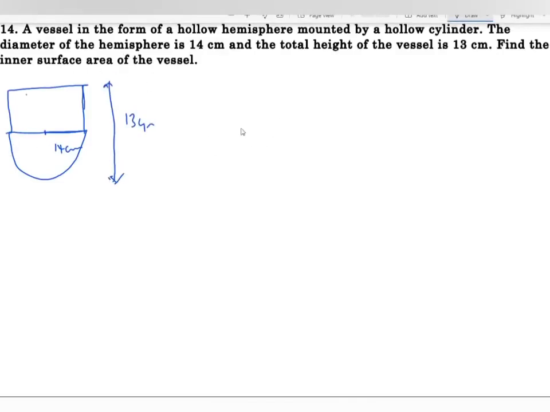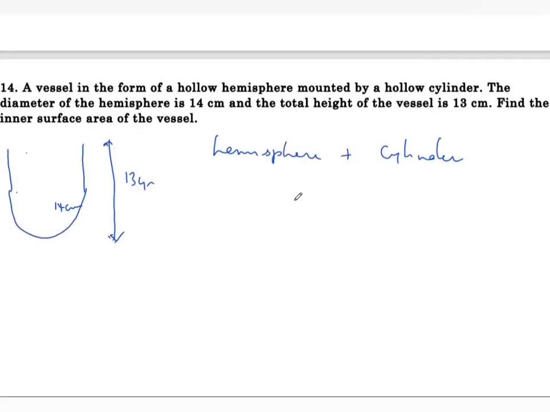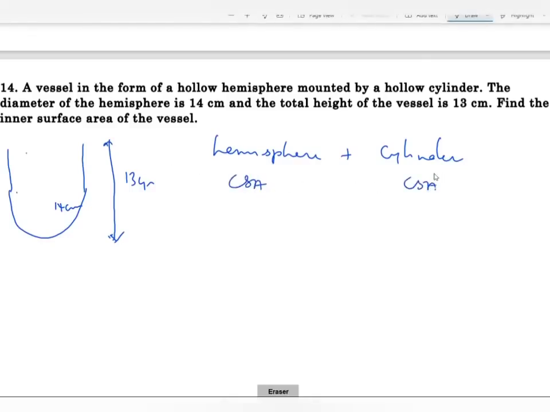First, it is a combination of two solids, that is hemisphere plus cylinder. Here the top portion is not involved, it is open. So what you should do is calculate only the inner surface. Therefore it is the CSA of hemisphere plus the CSA of cylinder. And to calculate the CSA of the cylinder, what should you have? You should have the height. So what is the height?